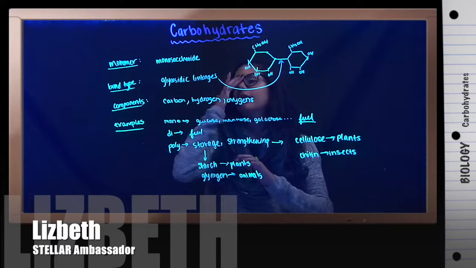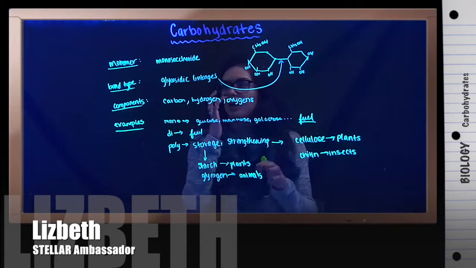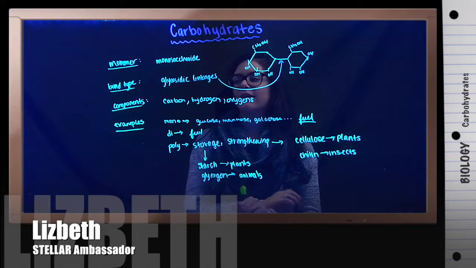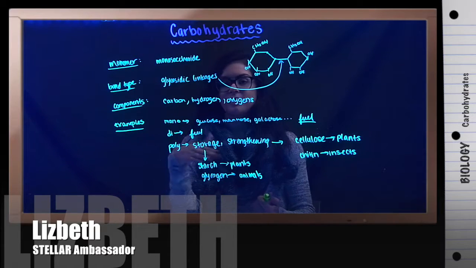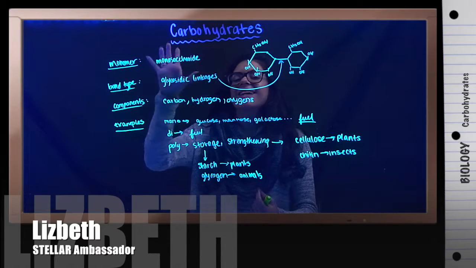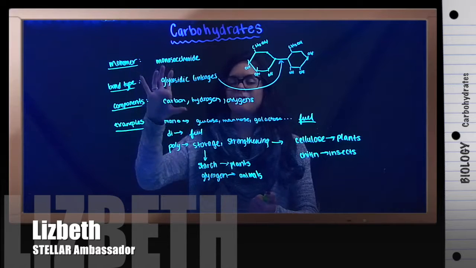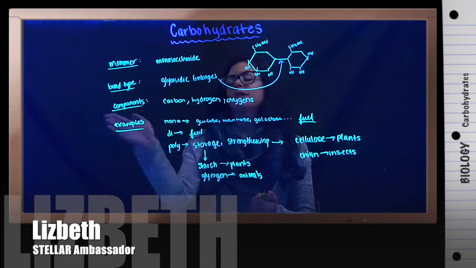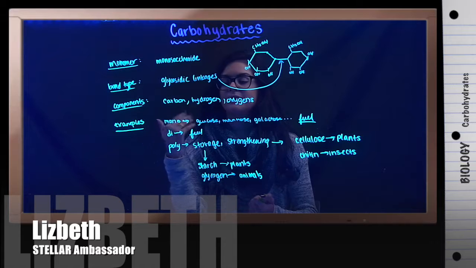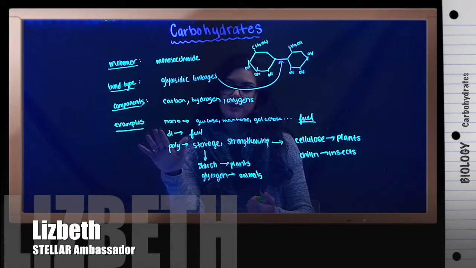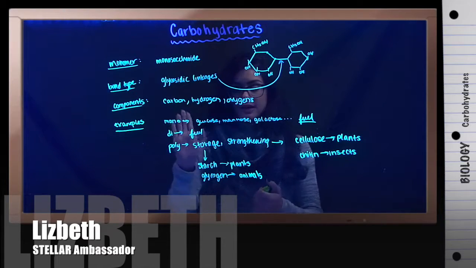So let's go over a little recap of these carbs. The monomer is going to be a monosaccharide. The bond type is a glycosidic linkage. Those are the most, if you're going to get anything, these are the most important things to remember about carbohydrates. They're made up of carbon, hydrogen, and oxygens. And then we have our examples of monosaccharides, disaccharides, and polysaccharides.